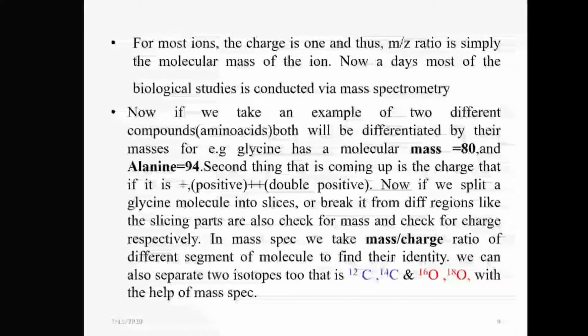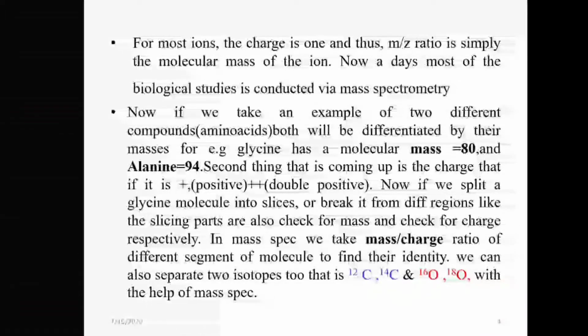Nowadays, most biological studies are conducted via mass spectrometry. For example, if we take two different compounds, that is amino acids, both will be differentiated by their masses. For example, glycine has a molecular mass of 80, whereas alanine has 94. The second thing is the charge, whether it is single positive or double positive. Now, if we split a glycine molecule into slices, or break it from different regions, the slices are also checked for the mass and for the charge respectively.